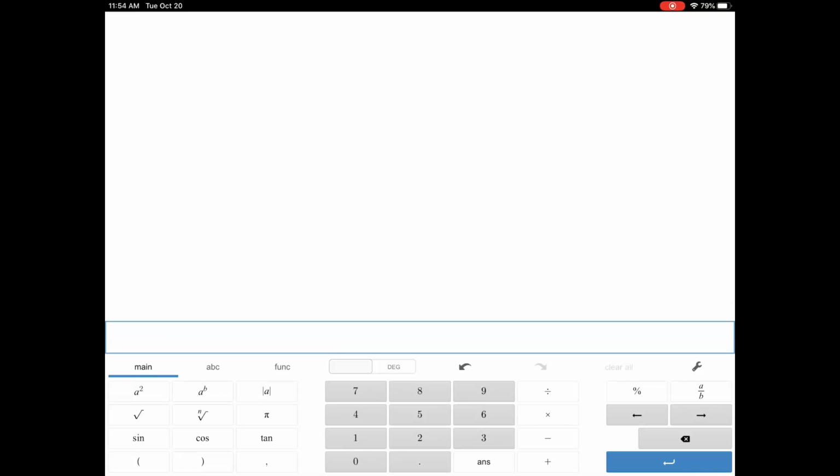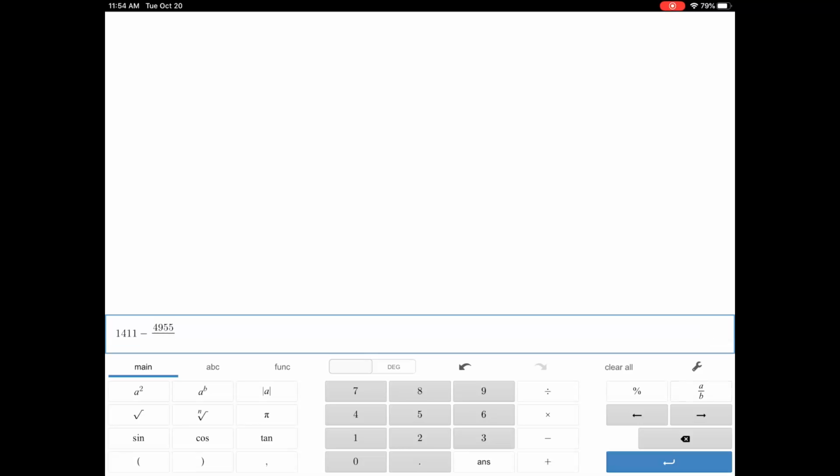Let's clear this. So we're going to do 1411 minus 4,955. Oops, let's actually fix that. Sorry, give me a second. So I'm going to do a fraction bar first. I'm going to do 1411 minus 4,955, and then click on the bottom, and I'm going to do 35 minus 20. Okay, so just get used to this calculator. It's going to be really useful. The A over B is the fraction button.